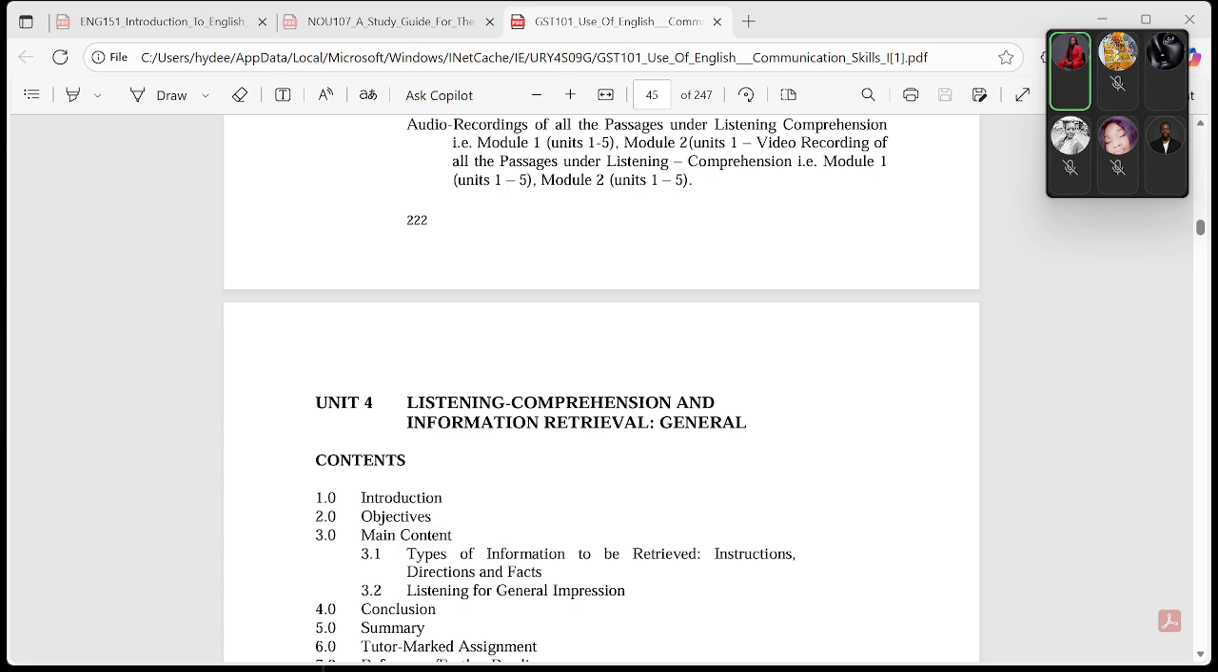Have you seen it? I'm not really hearing you. Can you hear me now? I can hear you. Is it the one on the type of information? The instruction, direction, no. The first summary is about listening comprehension and informational retrieval. That's the type of information to be retrieved. That's the first one.